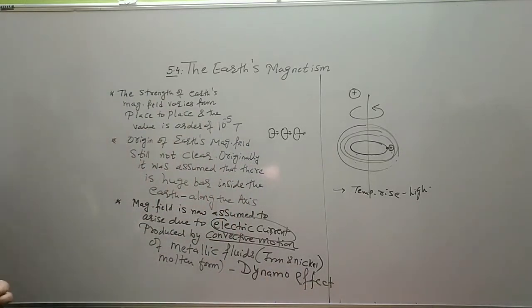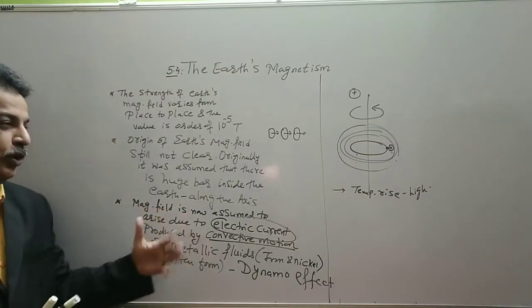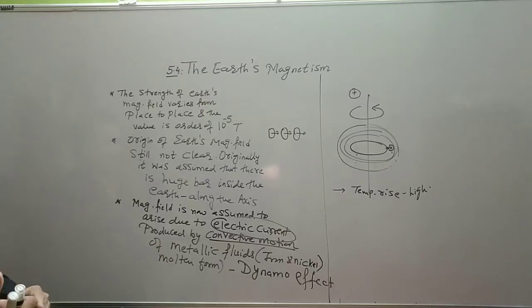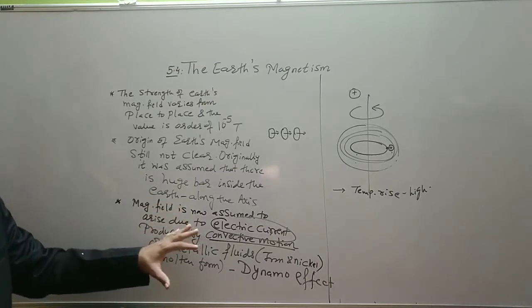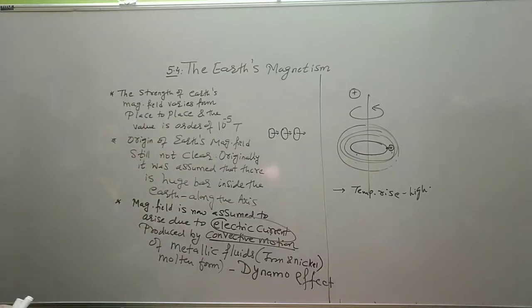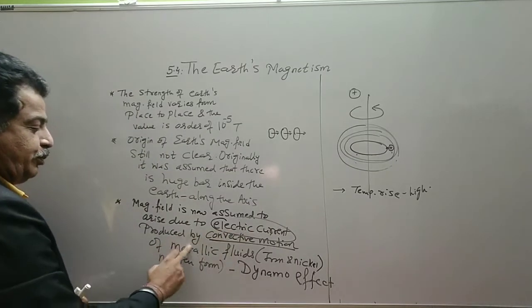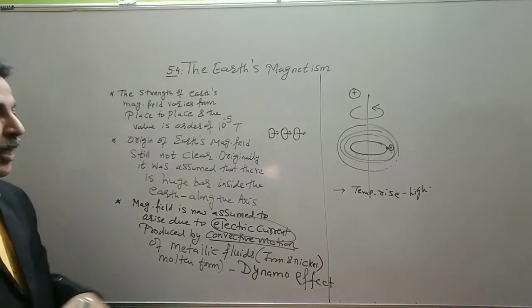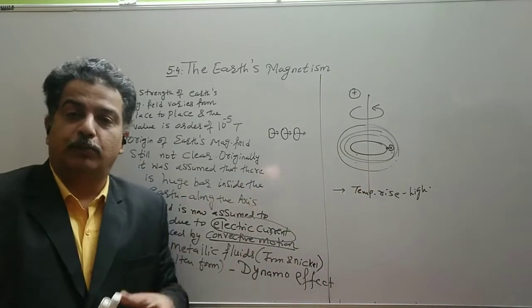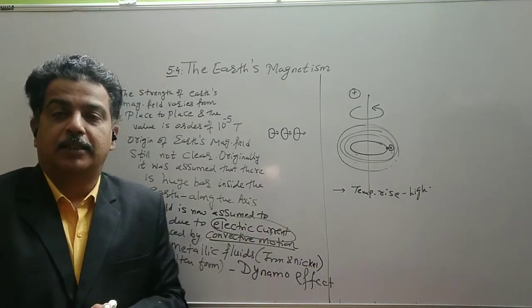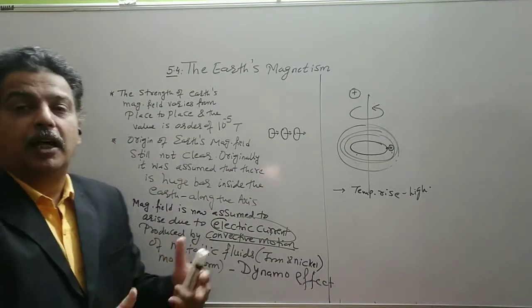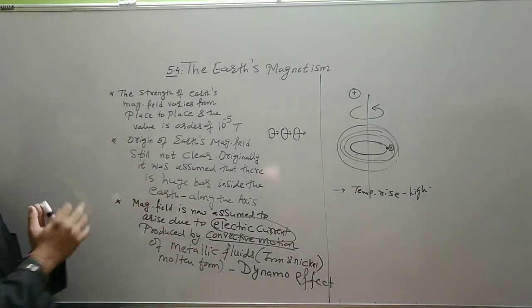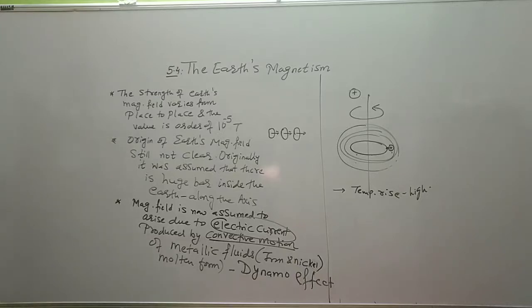So it is now assumed, though the research is going on and it keeps on changing, that for the time being we assume that the magnetic field of earth arises due to the electric current which is produced by the convective motion of the metallic fluid. In an easy way to understand it, it is due to the motion of the ions which produce a current, and a circulatory current produces the magnetic effect, and therefore the earth also behaves like a magnet.